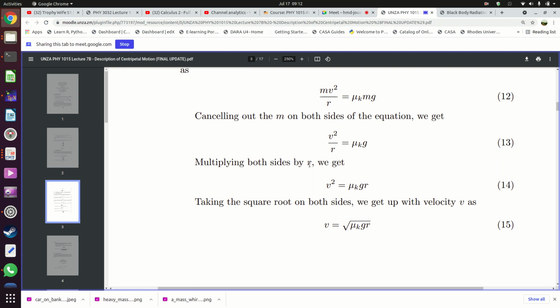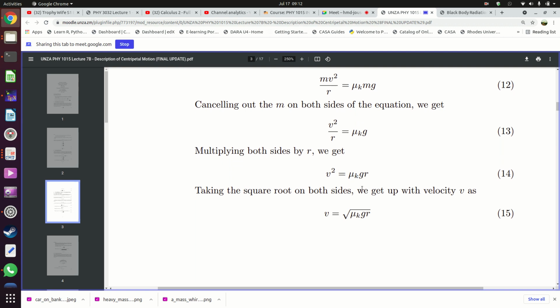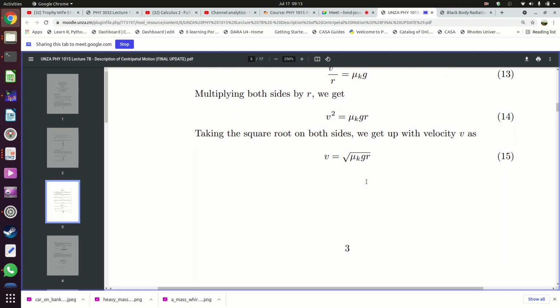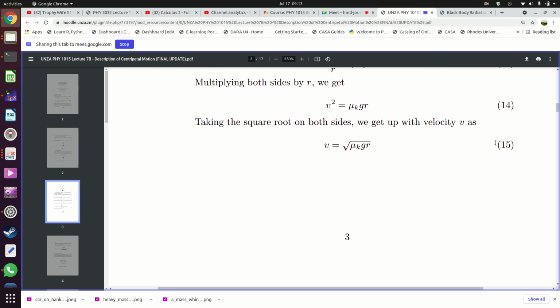If you multiply on both sides by r, you end up having v squared is equal to the coefficient of kinetic friction, the acceleration due to gravity, and the radius of the roundabout. Since we are interested in the velocity with which you are supposed to drive around this roundabout, we take the square root on both sides, so we end up with v is equal to the square root of the coefficient of kinetic friction, g, and r. So this is the expression, equation number 15, which determines what is supposed to be your maximum speed as you go around a roundabout.